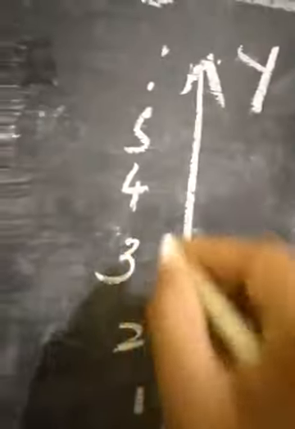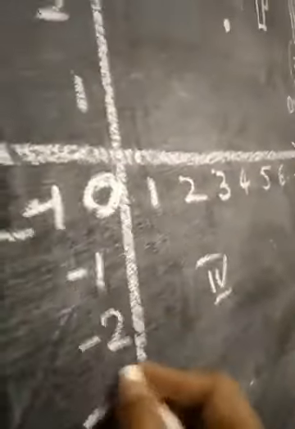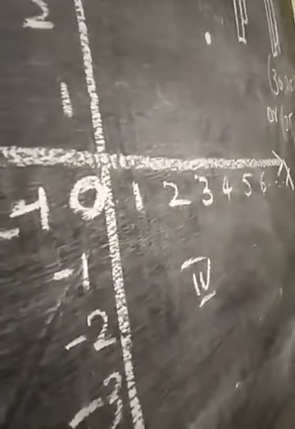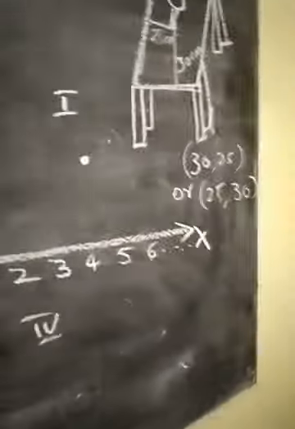In the positive direction we write 1, 2, 3, 4, 5, 6 and so on. In the negative direction we write -1, -2, -3 and so on. On y dash also we mention -1, -2, -3, -4 etc. So we denote it like this.